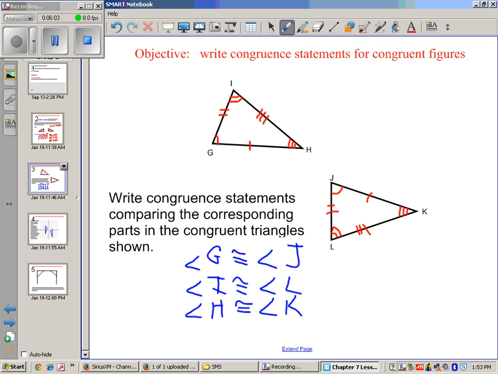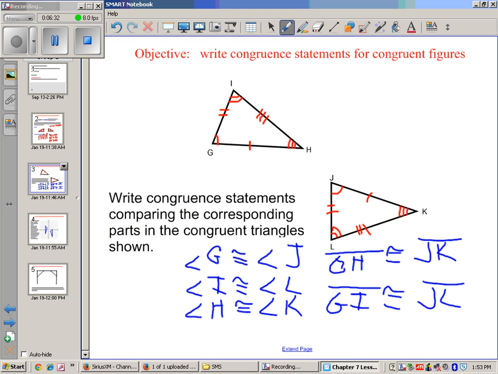Now let's write our statements for our sides. Okay, let's take a look at our GH. Side GH has 1 marking. So we have side GH is congruent to, over here, JK, which has 1 marking, so those sides are congruent. Our next one, GI is congruent with JL. And our last one, HI is congruent with LK.